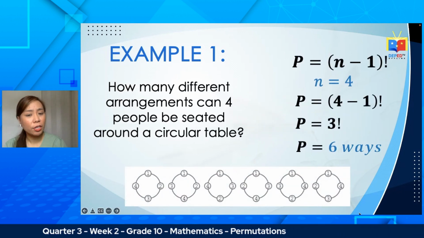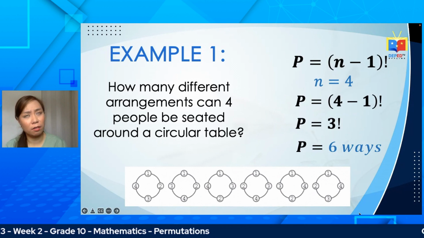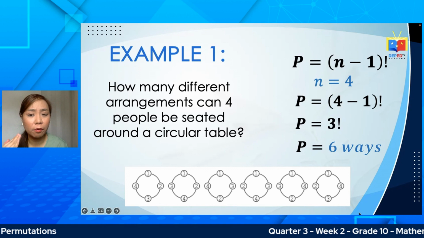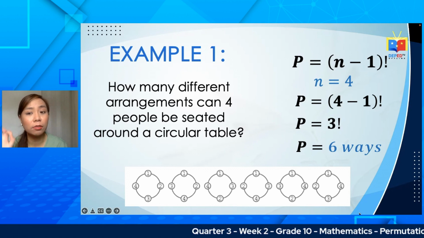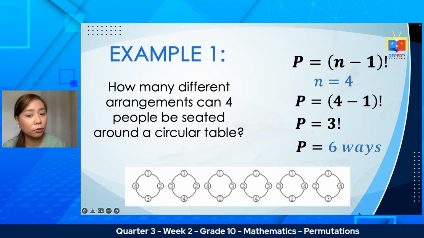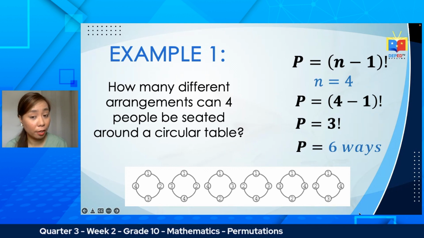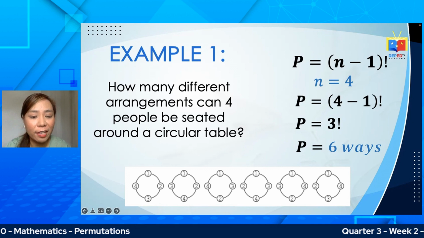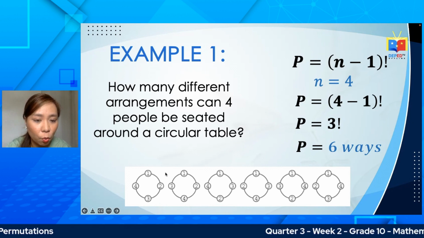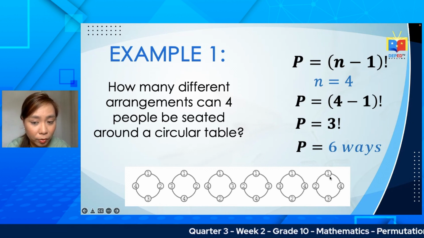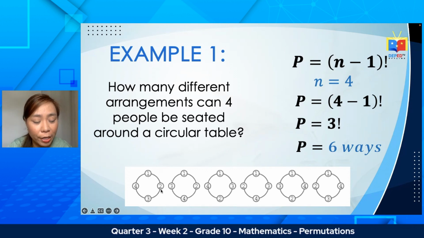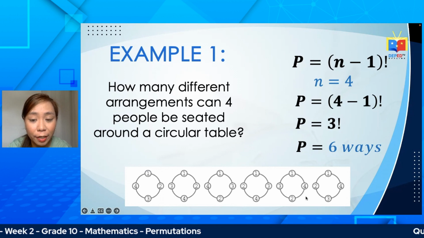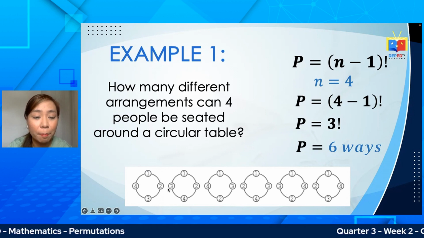So using the formula, we just said that you just have to put minus 1, n is 4. So the permutation is equal to the quantity 4 minus 1 factorial, which is equal to 3 factorial, which is equal to 6 ways. Take a look at the fixed position here. We fixed 1 at the top, okay?